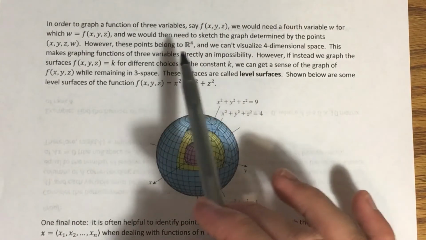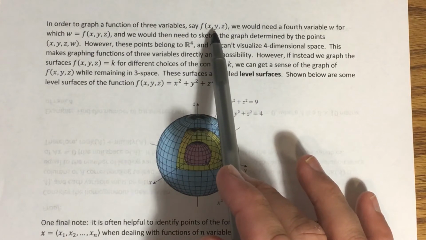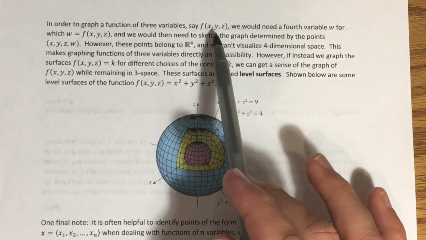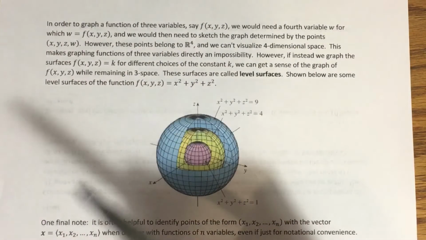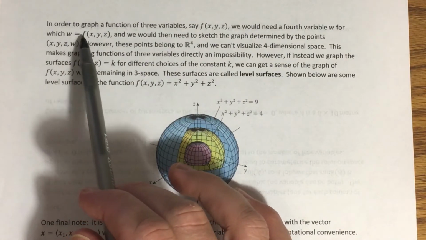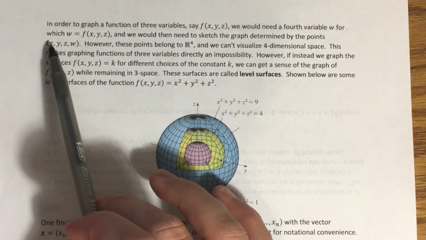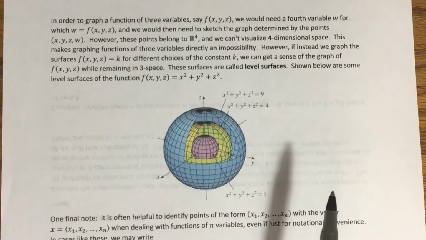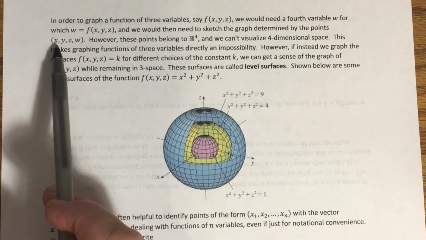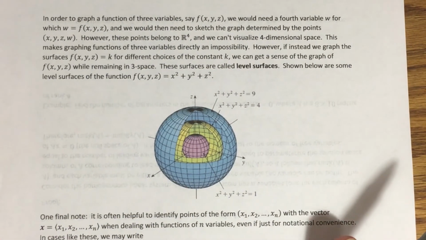Notice that if we have a function f of x, y, z and we want to graph that function, you actually need a 4th variable, because that 4th variable would represent the output of this function. Just like we set z equal to f of x, y, here I would set w equal to f of x, y, z, and then find points of the form x, y, z, w, and try to plot those. The issue is that these points live in 4 space. They're 4-dimensional. You can't visualize 4-dimensional space, so we don't have a way of directly graphing these types of functions. We need some kind of clever workaround.